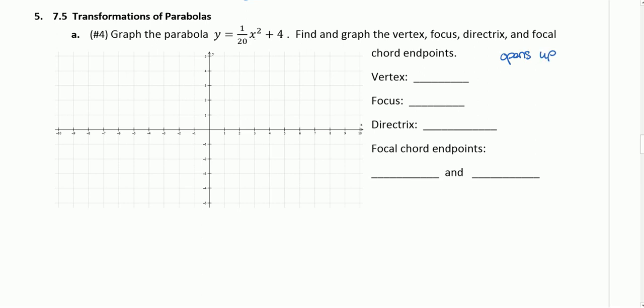The vertex is going to be 0, positive 4. And the vertex comes from, there's no number with the x squared in parentheses. So the 0 value of our 0 is our value for x in our vertex. And that plus 4 is where we're getting our y value for our vertex. So I'm going to plot our vertex at 0, 4.